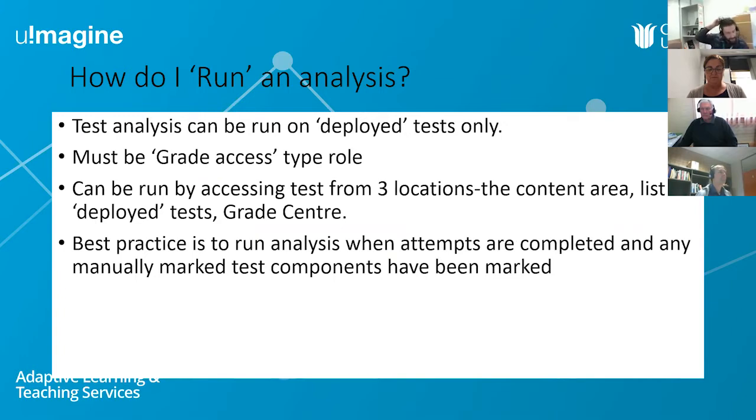Okay, so how do I actually run an analysis? I've got a couple of images after this, but just to say, and this is probably self-apparent, you can only run a test analysis on a deployed test. You need to have the right sort of permission within the subject, so you need to have that grade level of access to run that kind of analysis. It can be run by accessing the test from three locations: the content area, a list of deployed tests, or the grade center.